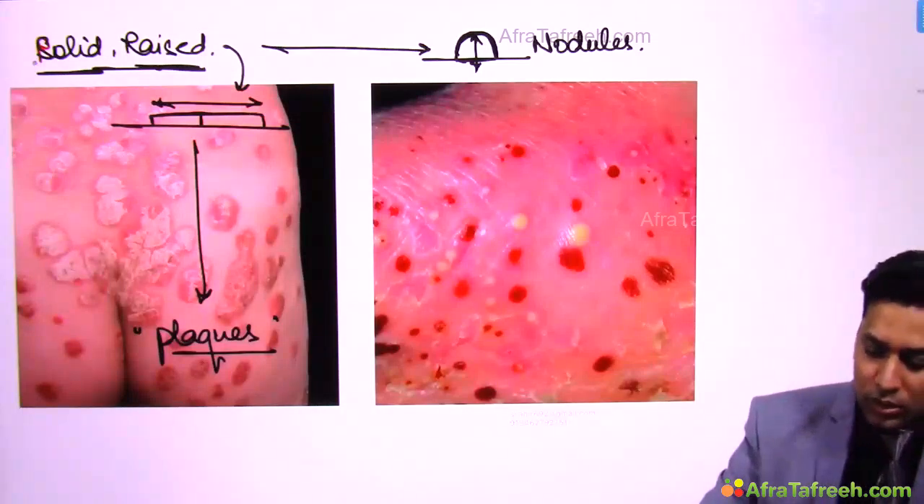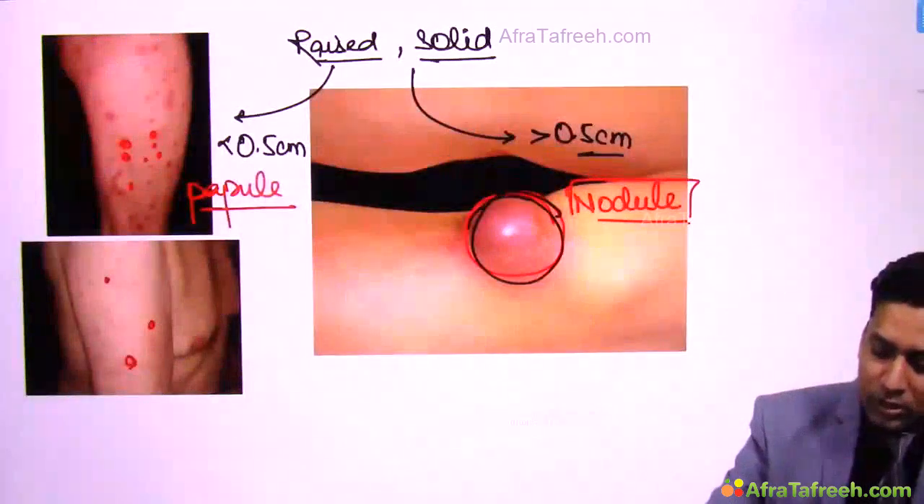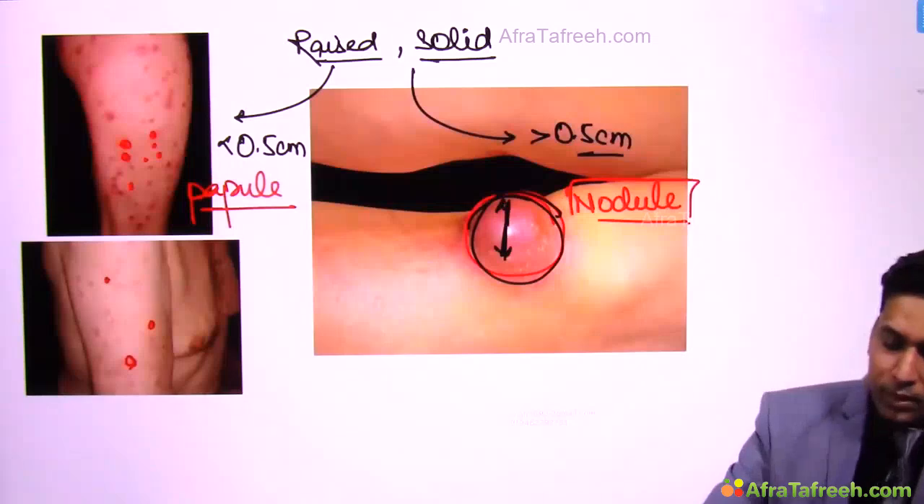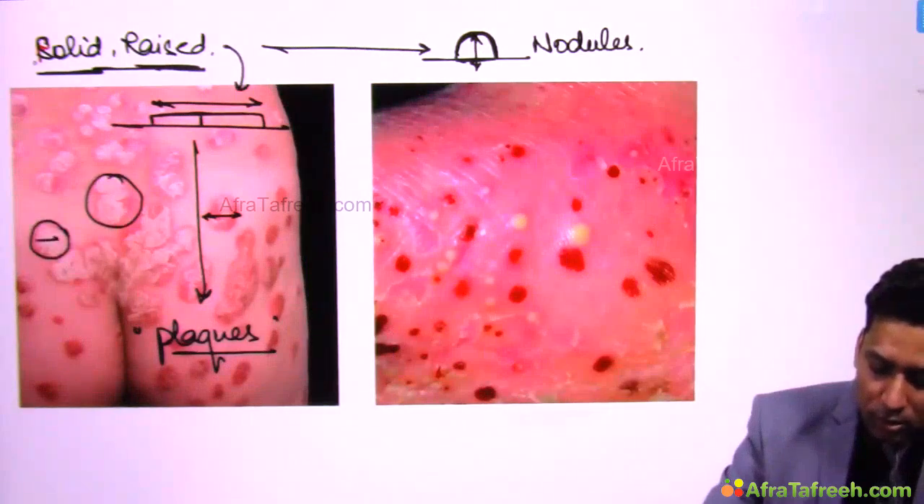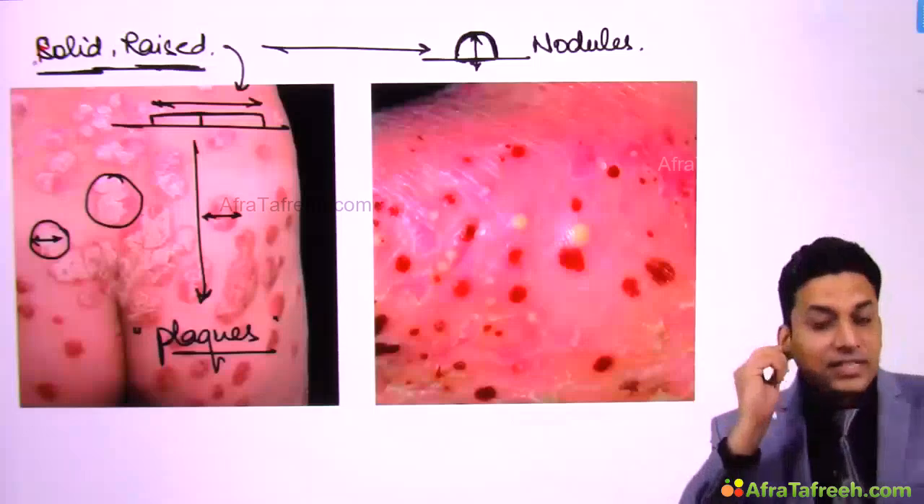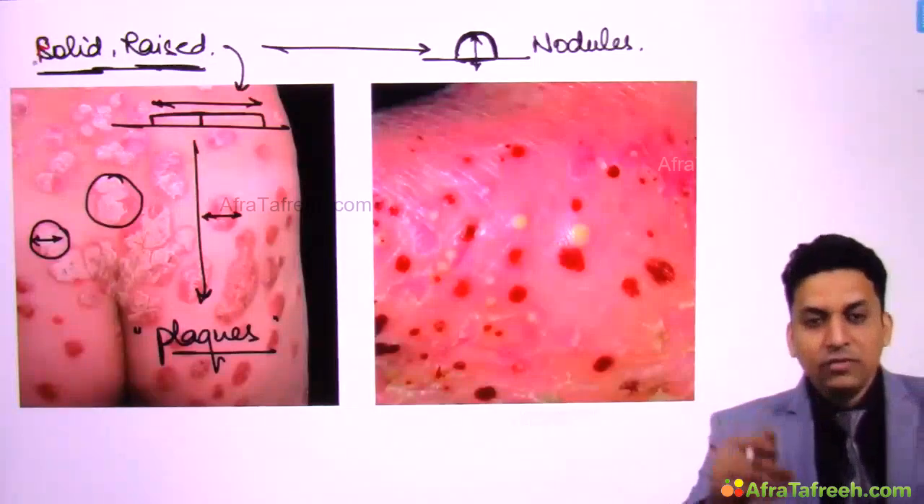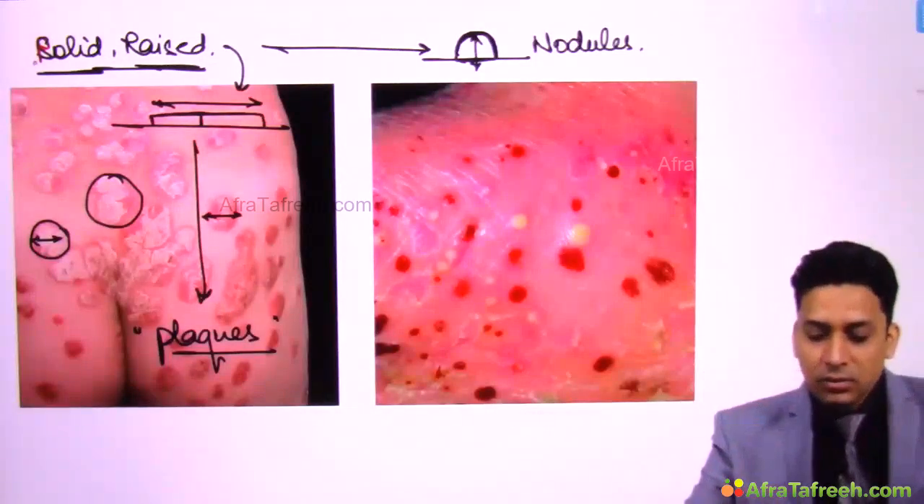Okay, so this is a nodule because it is vertically more, while here this is a plaque because this is horizontally more. So all these are plaques, they are horizontally more and they are raised lesions. So these are the plaques of psoriasis. You can see scaling also over them.